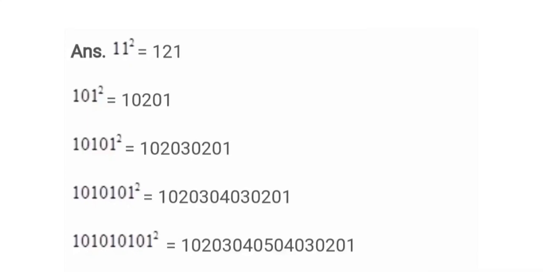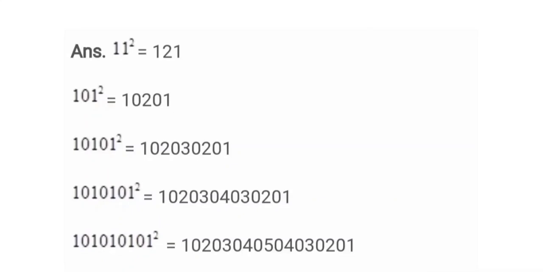Okay, next one, 1010101. So how many times 1 is here? 4 times. It means it will go up to 4. So 10, 20, 30, 40. Now reverse form, 30, 20 and 1. Now see the last one. Answer is given. We have to find the number. What is there? 10, 20, 30, 40, 50. Then the reverse form.